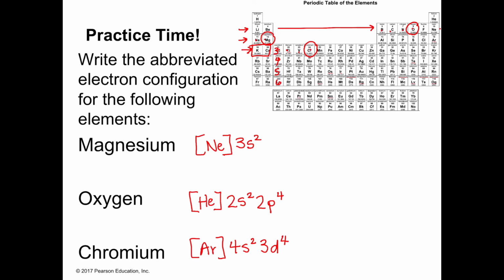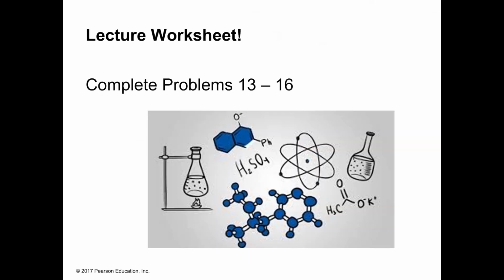And that's it. So these abbreviated electron configurations are a much shorter way of showing the electron configuration. They're much faster to write, and they don't take up as much space. So it's really, really cool. All right, go ahead and complete lecture worksheet problems number 13 through 16.